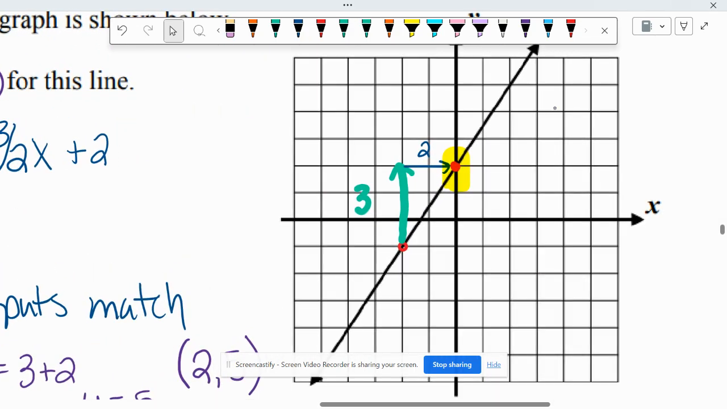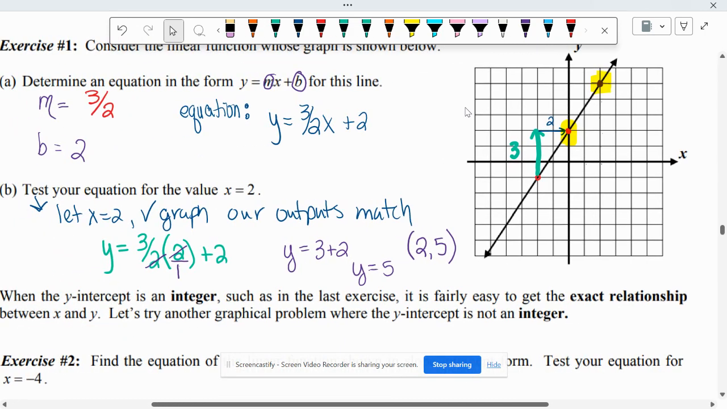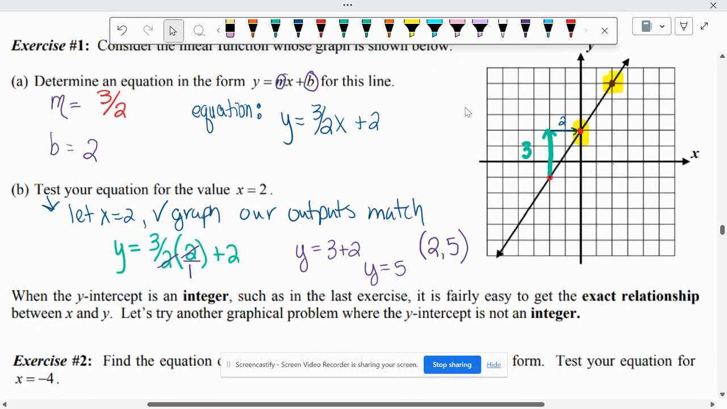So when x is 1, 2, my output is 1, 2, 3, 4. Oh my goodness, look at that. My output is 5. So that's how we know that the equation that we wrote is accurate. Okay? Does that make sense?